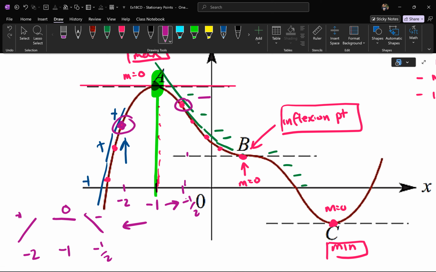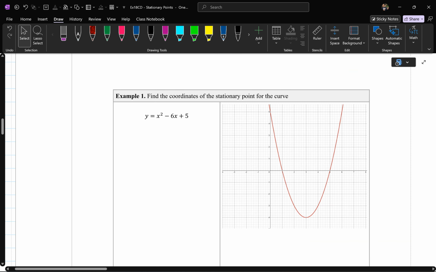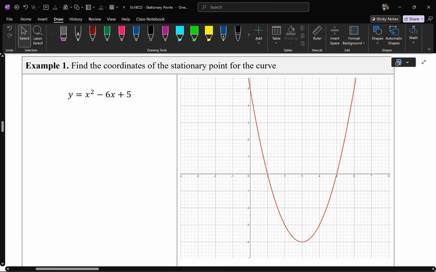But let's start off. Let's do a question where you derive, find the stationary point, and then we're going to determine, is it a maximum, minimum, or inflection point? Okay, so let's flip over the page. Let's have a look at this. Back all the way to quadratics in term 1.